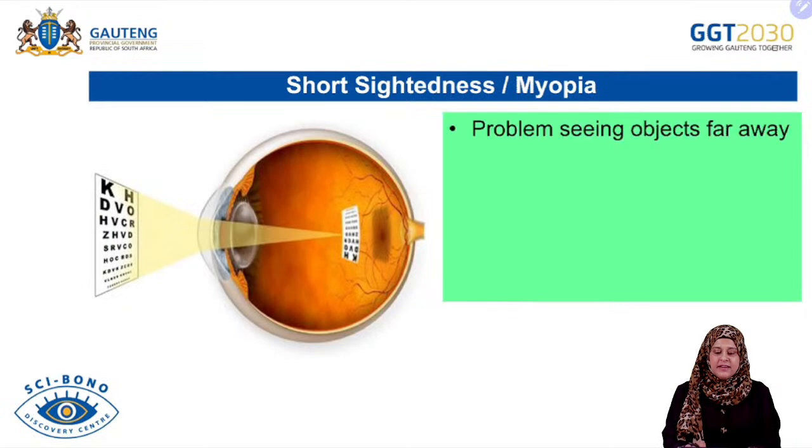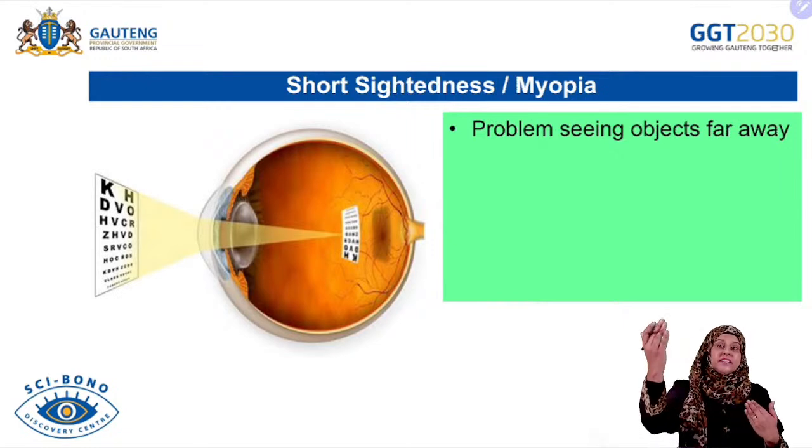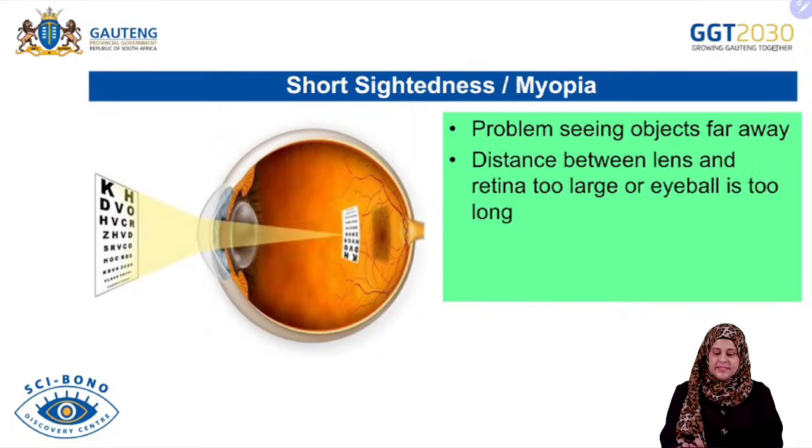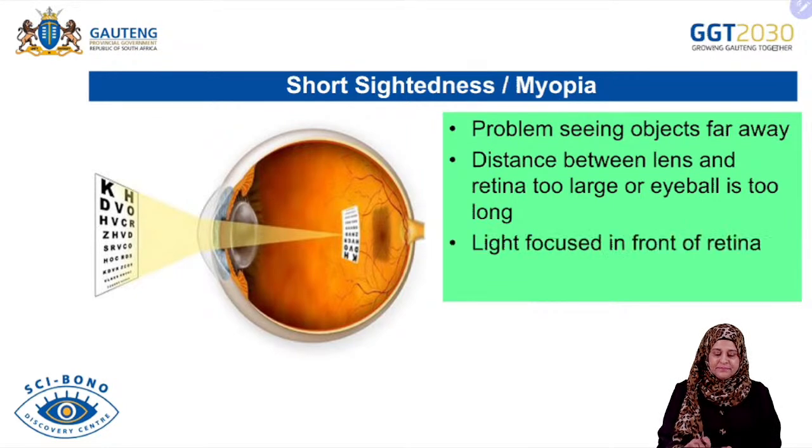And we're looking here at short-sightedness, or problems seeing objects that are far away, right? So that means you are short-sighted. It means you can see close by, but you can't see objects that are far away. Therefore, you are short-sighted, and the other name is myopia. So what happens here? The distance between the lens, there's your lens here, and your retina is too large, or the eyeball is too long. That is the problem that is experienced, okay?